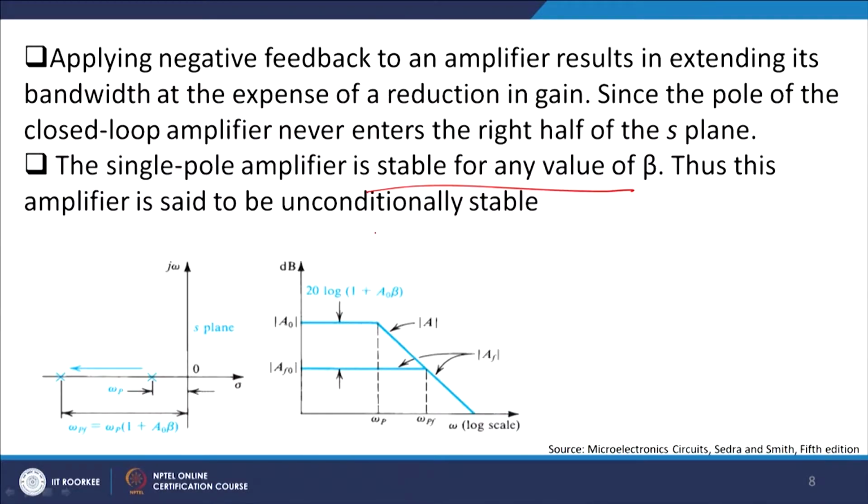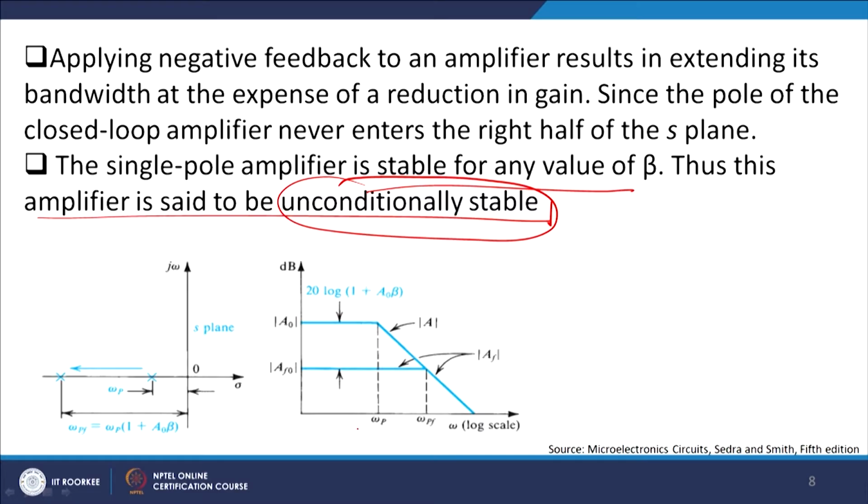Now, therefore, applying negative feedback, as I discussed in your previous turn, you are able to increase the bandwidth of the amplifier at the cost of its gain, right. Since the pole of the closed loop amplifier never enters the right half plane of the S plane, you automatically get a much more stable system, right. As I discussed with you, the single pole amplifier is stable for any value of beta. Thus, this amplifier is said to be unconditionally stable, right, a pretty important statement.